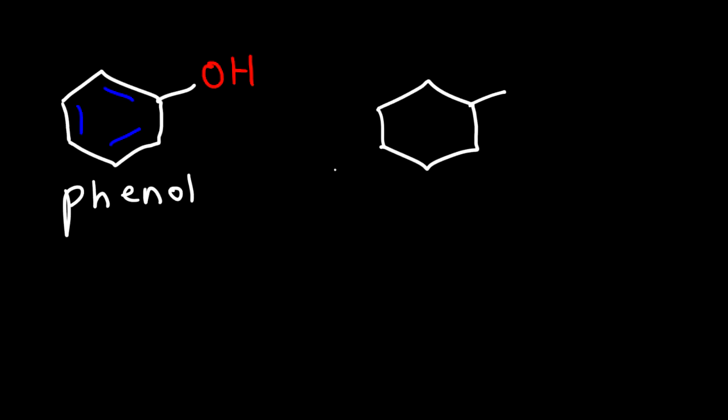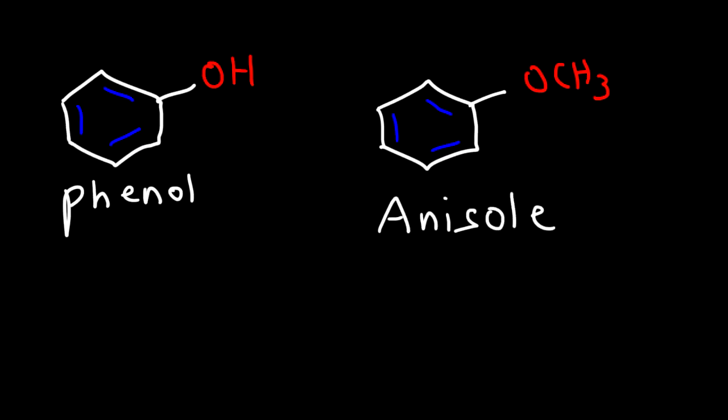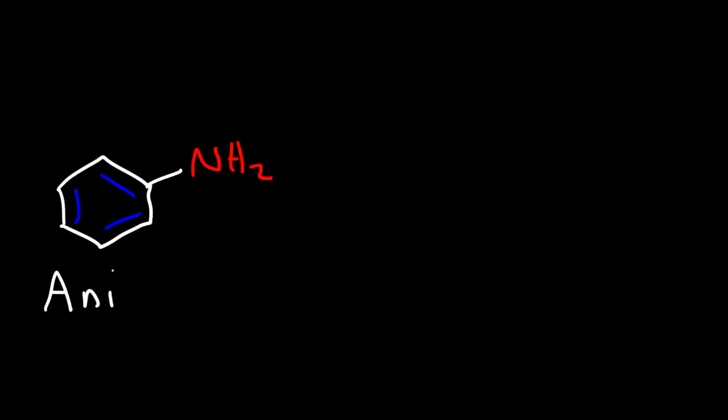And for this example, we're going to have a benzene ring with an OCH3 group. So basically, this is an ether. The parent name that you want to be familiar with is anisole. So that's the name for that molecule. Next up, we're going to have a benzene ring with an NH2 group. And so if you see this, this is called aniline.